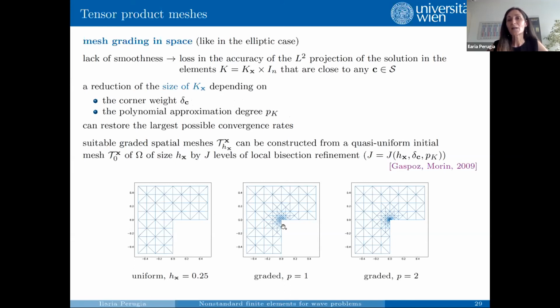Here I depicted a uniform mesh, here a graded mesh if I use a polynomial degree equal to 1, and here a graded mesh if I want to use a polynomial degree 2. You see that the grading of the meshes is harder here. Which means that the elements close to the corner must be smaller, because here you want to reach second order of convergence, whereas there first order of convergence would have been enough.